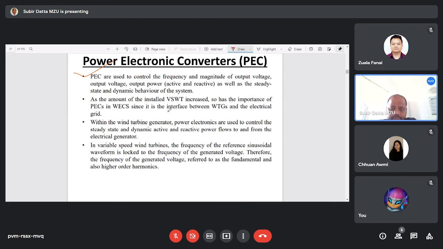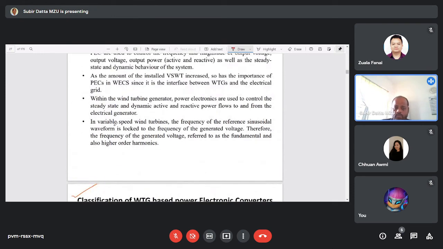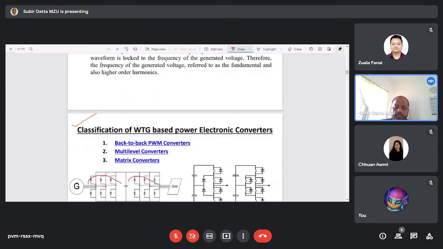Then, as the amount of installed variable speed wind turbine systems increases, so has the importance of the power electronics converters in wind energy conversion systems, since it is the interface between the wind turbine generators and the electrical grid, which I already explained. Within this, the power electronics converter can control that, which is also explained. In variable speed constant frequency, the reference electrical sequence is locked. That is the synchronous part.